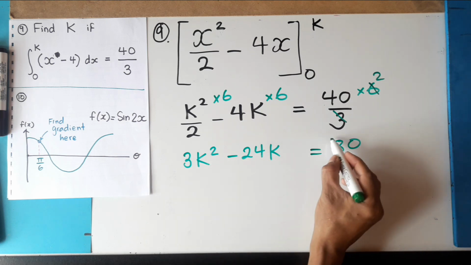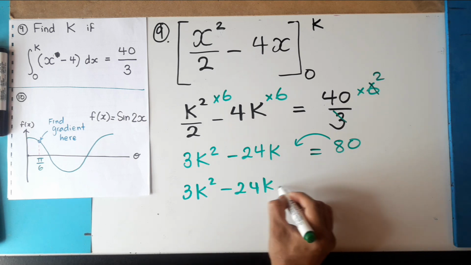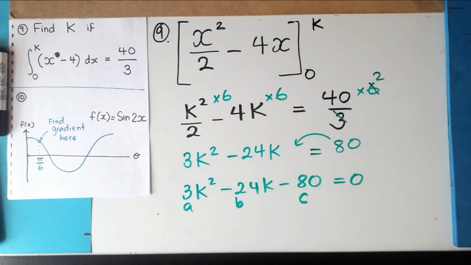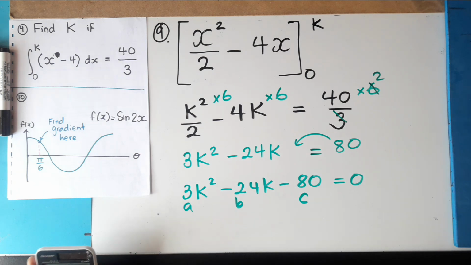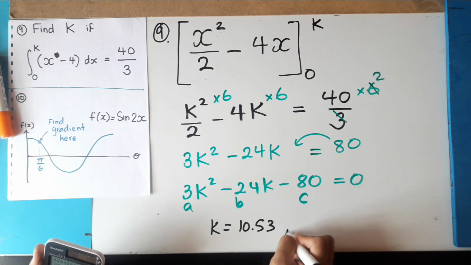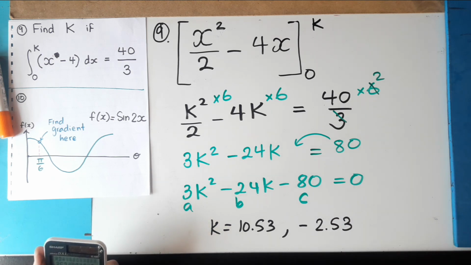So to solve this quadratic, we just throw everybody on the same side. 3k squared minus 24k minus 80 is equal to 0. This is A, this is B, and this is C. And you can choose whatever method you want to solve this quadratic. Right now, I'm just going to use a shortcut on my calculator. A is 3, B is minus 24, and C is minus 80. So when we solve this, we're going to get k as 10.53, and the other answer is minus 2.53. Just double checking my answer.